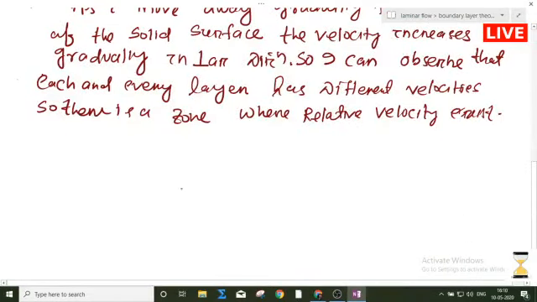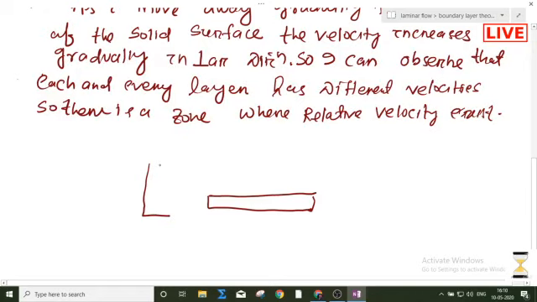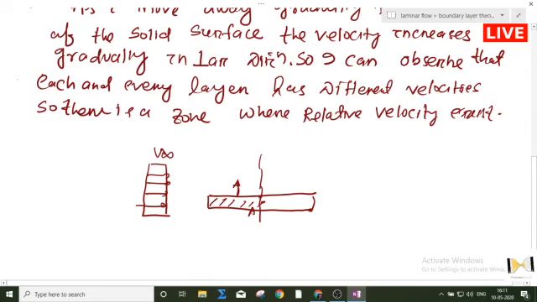Okay, so this is my plate, and this is my free stream velocity, which is not in contact with this solid surface. This is my free stream velocity, which is constant. Now if it comes in contact with this solid surface, what will happen? Suppose at this point A, the layer of the fluid in contact with the solid surface has zero velocity. But if you move in the perpendicular direction away from this point, the velocity gradually increases.